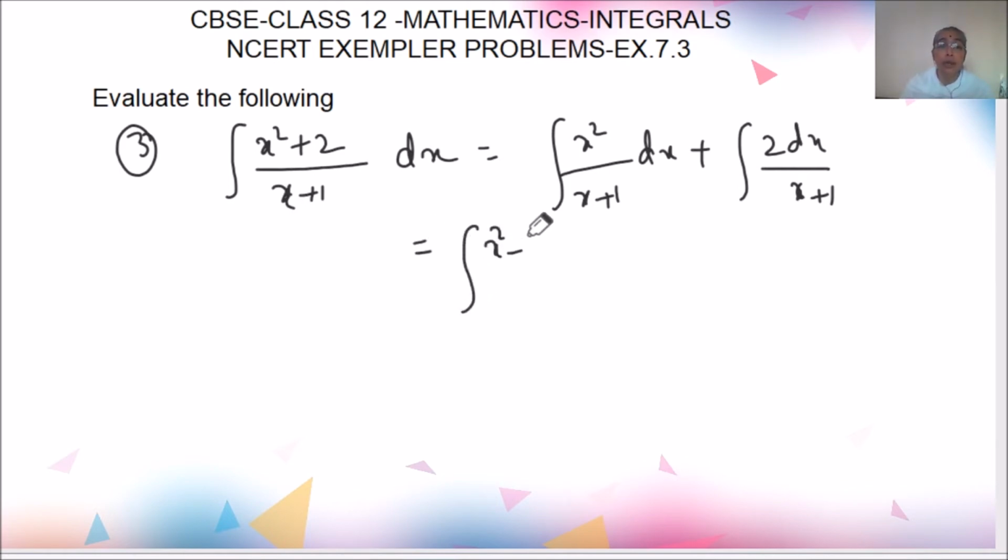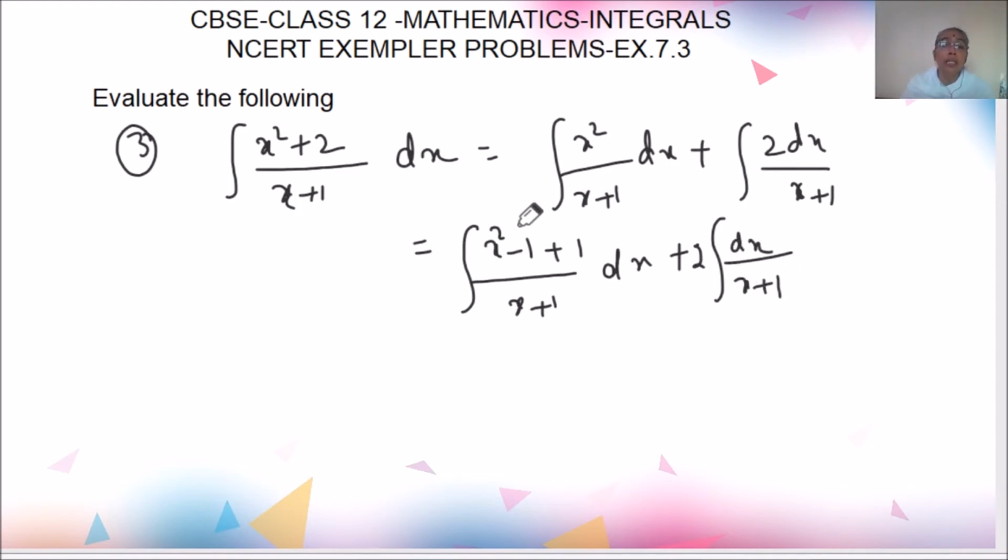So the integral of x square minus 1 plus 1 divided by x plus 1 dx. Now what happened here? The second function is as it is. Integration of 2, if you want you can take it outside, 2 times dx divided by x plus 1.